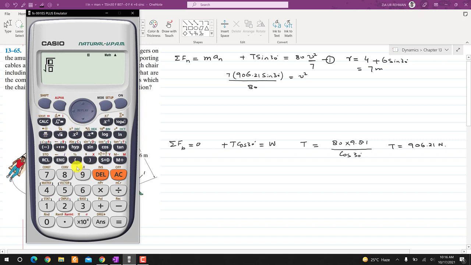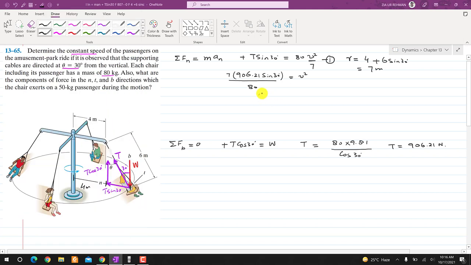So I will take the square root. This will be 7 multiplied by 906.21 sine of 30 divided by 80 under the square root. So the velocity is 6.30 approximately. So the velocity magnitude is 6.30 meter per second. So this is the answer of the first part.